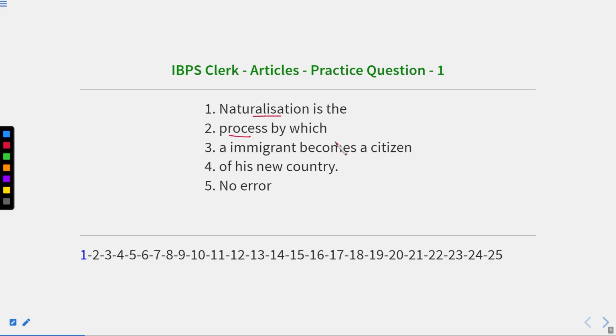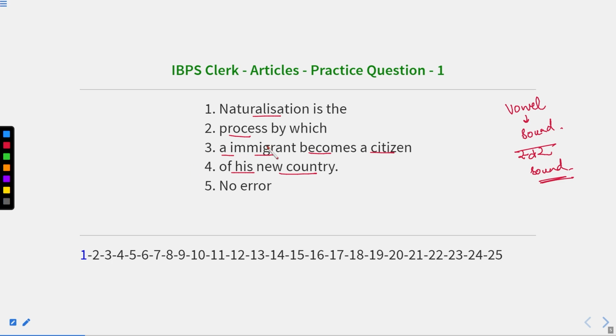Naturalization is the process by which a immigrant becomes a citizen of his new country. Now what happens? We have two cases. A vowel sound. Now we don't have to look for the vowels or the word beginning with vowels. In fact, there should be a vowel sound over there. Vowel sound means swar sound. In Hindi we call it swar. So that swar sound, that is A, E, I, O, U. This is actually the sound for the beginning of a word. So if the word begins with the swar sound or the vowel sound, we use an before it. But if a consonant sound is there, we use a.